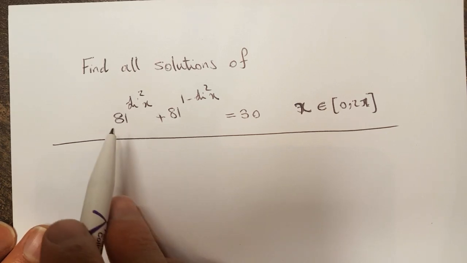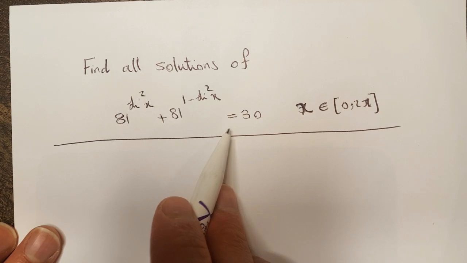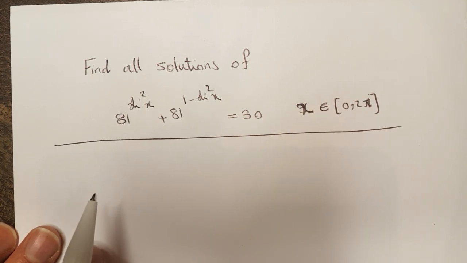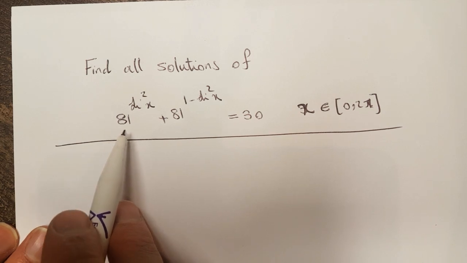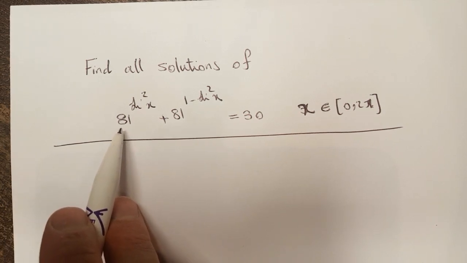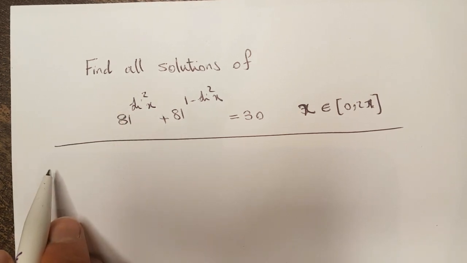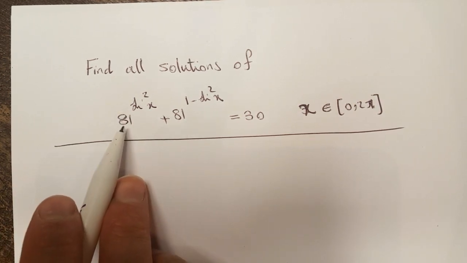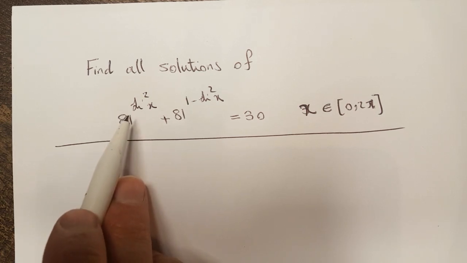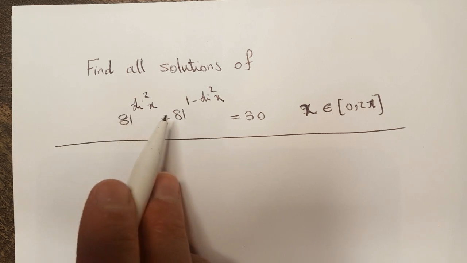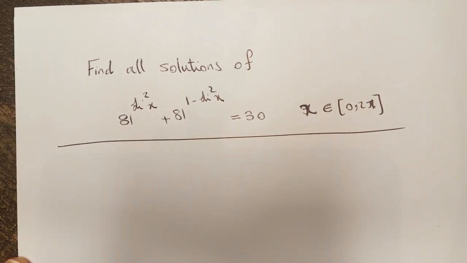Hello everyone, we have been asked to find all the feasible solutions of this equation within a range of 0 to 2 pi. So in the first instance, if we look at the equation, we can see that there is a common term between the two terms of the equation, which is 81 to the power of sine squared of x. So let's rewrite this equation to see if we can simplify it.